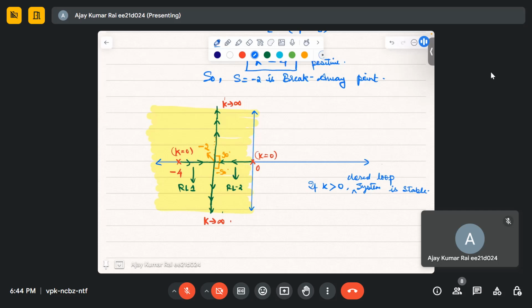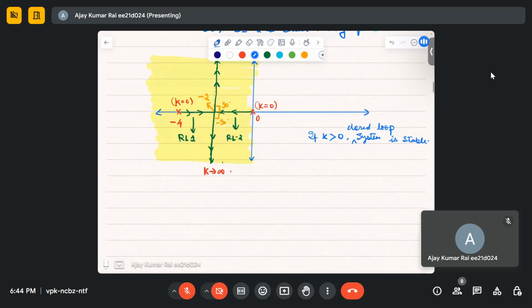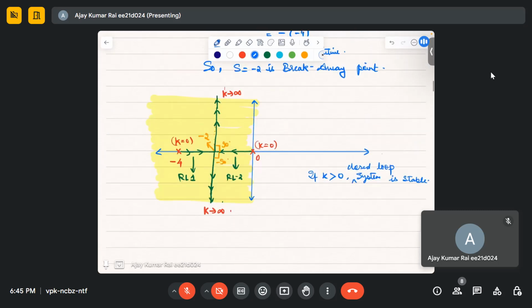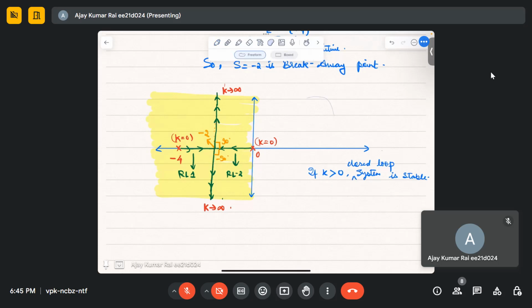Okay, we'll go to the next question. I think it is related to the same question. It is desired that the closed loop system obtained in problem 1 be an underdamped second order system. We'll be using this root locus. Let me copy this root locus, and please answer this.